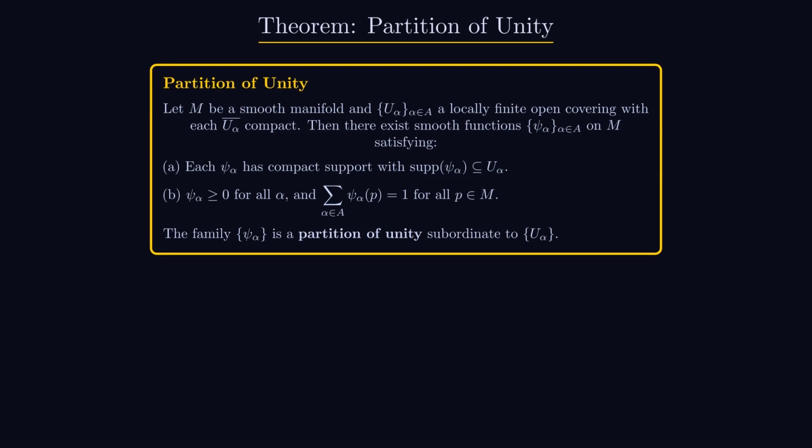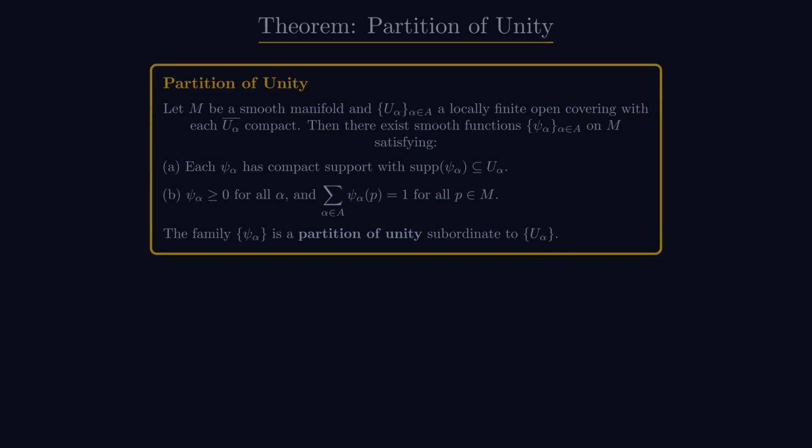Let M be a smooth manifold and let U_alpha be a locally finite open covering with each closure of U_alpha compact. Then there exist smooth functions psi_alpha on M, satisfying condition A: each psi_alpha has compact support contained in U_alpha, and condition B: each psi_alpha is non-negative, and the sum over all alpha of psi_alpha(P) equals 1 at every point P. Such a family is called a partition of unity subordinate to the covering.